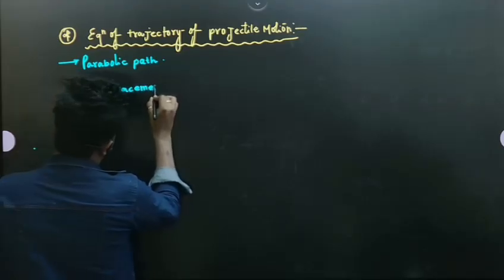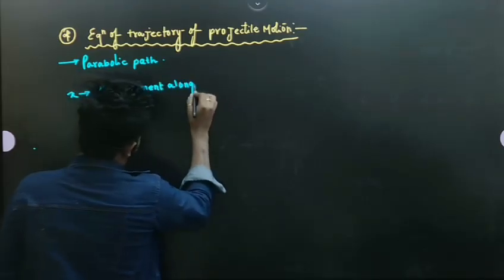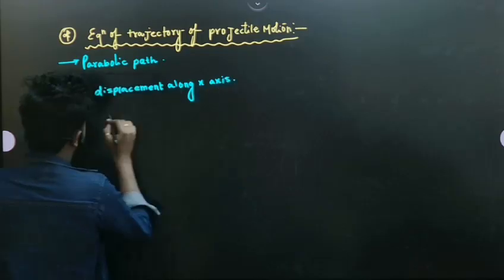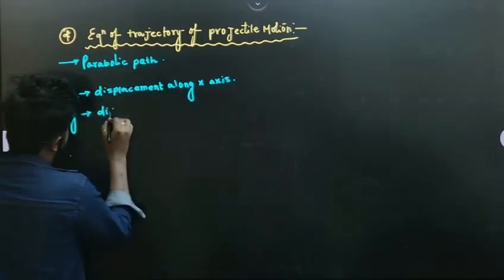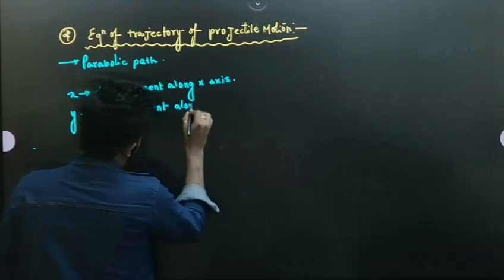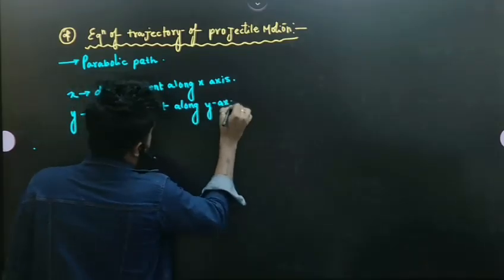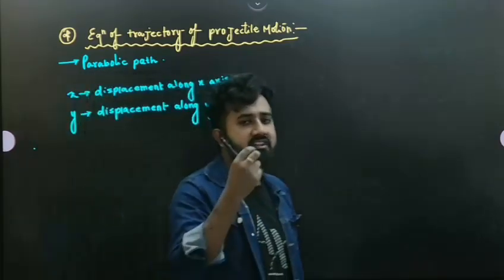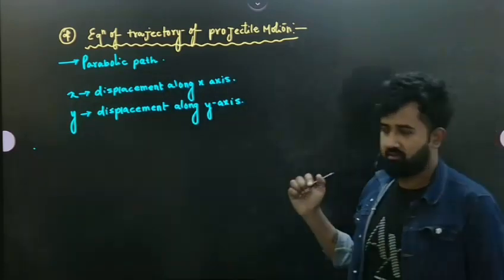And what is our y? We're going to take y as the displacement along the y-axis. Look, an equation is something which should satisfy each and every point of the path.